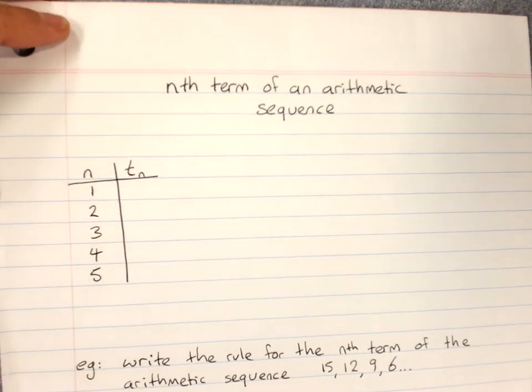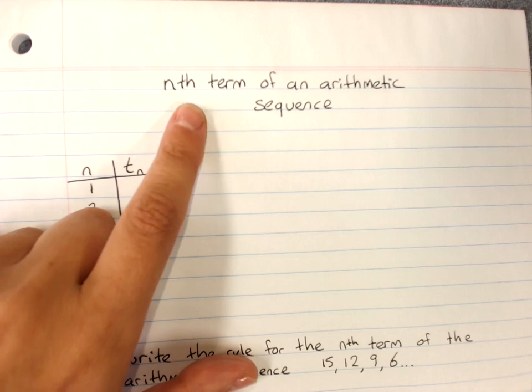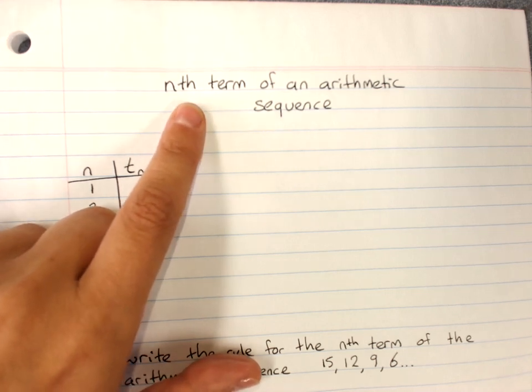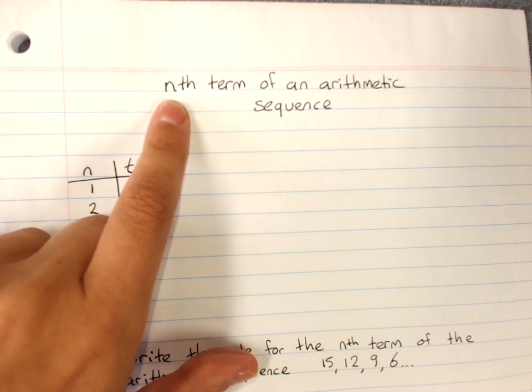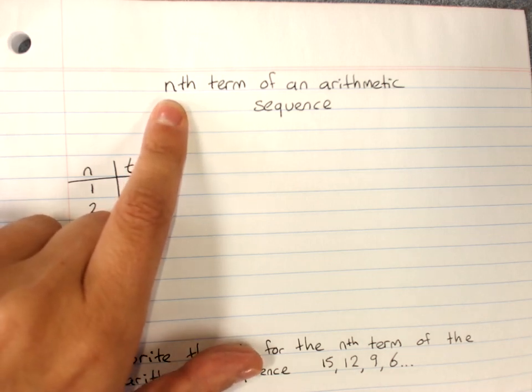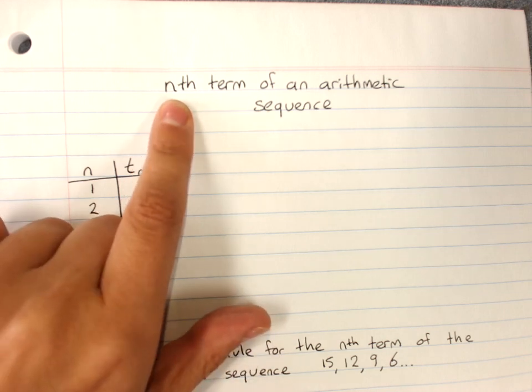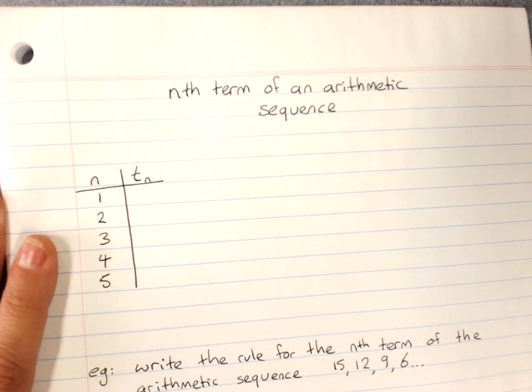Finding the nth term of an arithmetic sequence. We've used the phrase nth term before. It means a term at position n of the pattern, where n is any whole number, any positive integer actually, and it's the position of the term. So basically it's like the problems that you used to get.